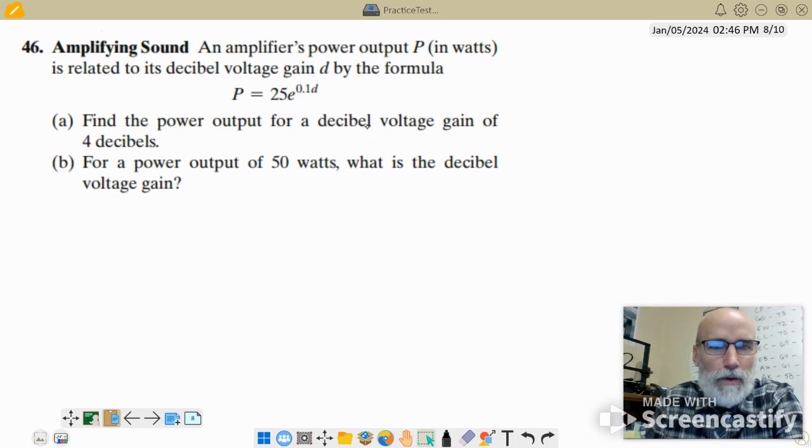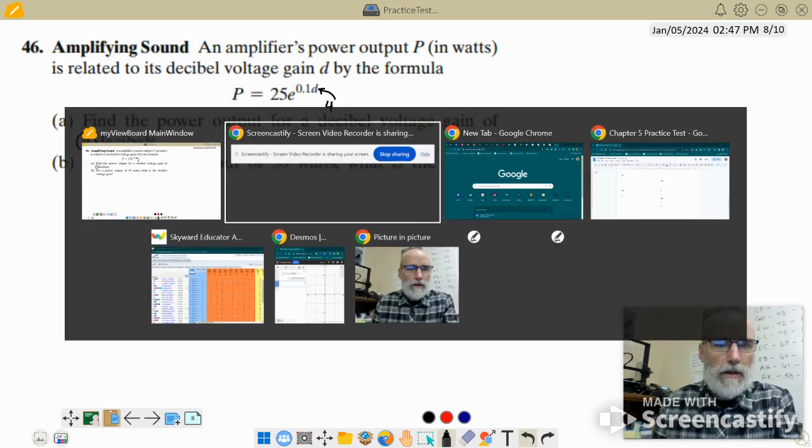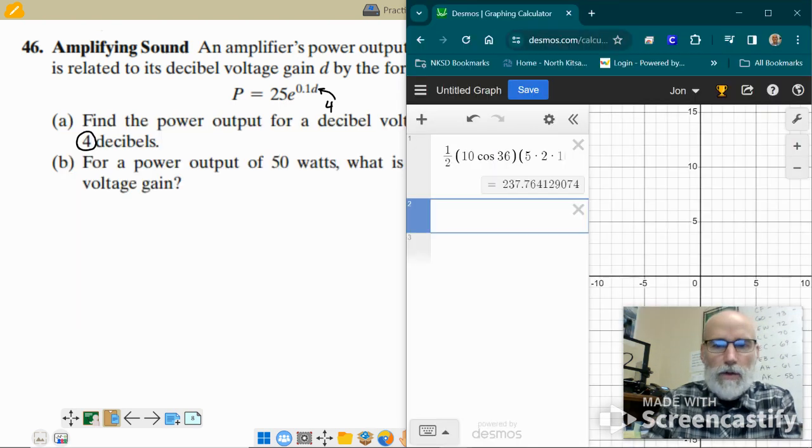Find the power output for the decibel voltage gain of 4 decibels. So that means we're going to put 4 right there, into the function, and figure out what the power output needs to be. So we need to jump over to Desmos and put that information in there. I've got my Desmos open right here.